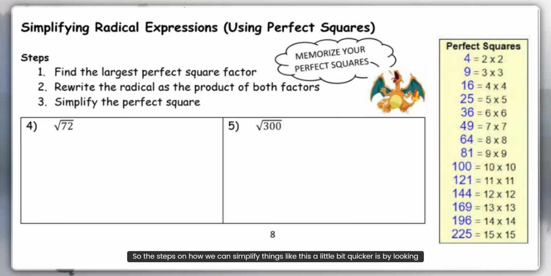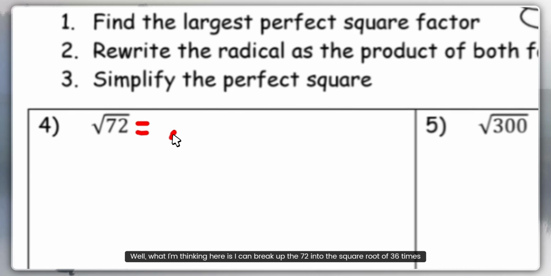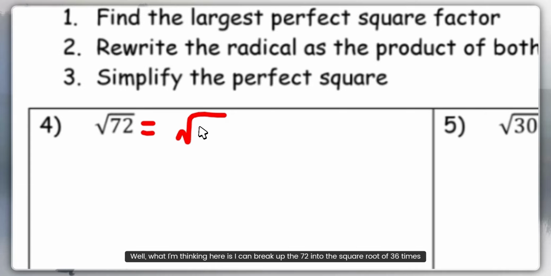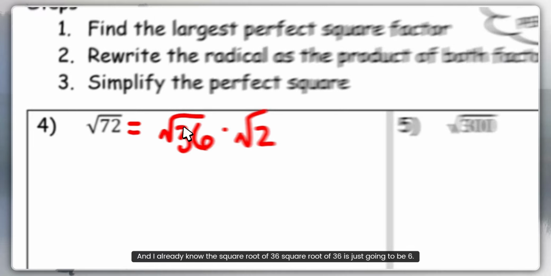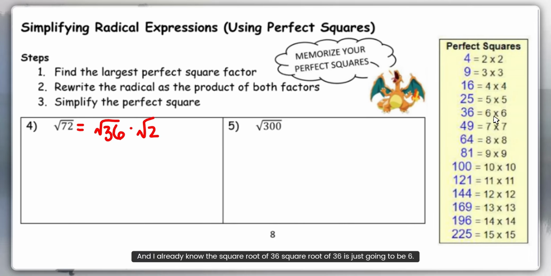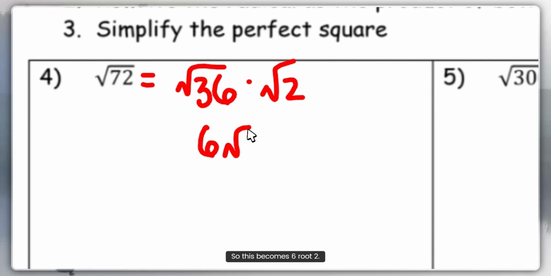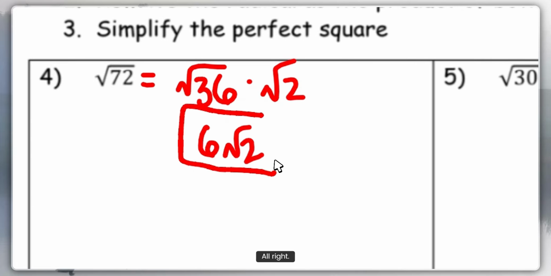So the steps on how we can simplify things like this a little bit quicker is by looking at step 1. Find the largest perfect square factor. So I'm looking at the square root of 72. I want to see, how can I break this up where one of the numbers is a perfect square, and I want it to be the biggest perfect square. Well, what I'm thinking here is I can break up the 72 into the square root of 36 times the square root of 2. And I already know the square root of 36. Square root of 36 is just going to be 6. So this becomes 6 root 2. Right? So this process, we're already done.